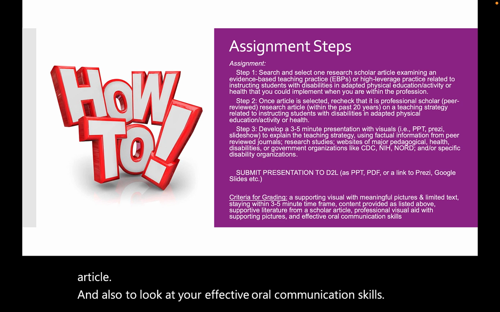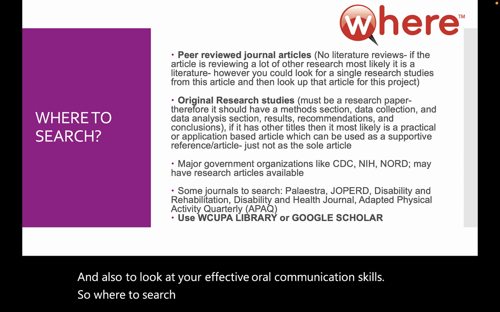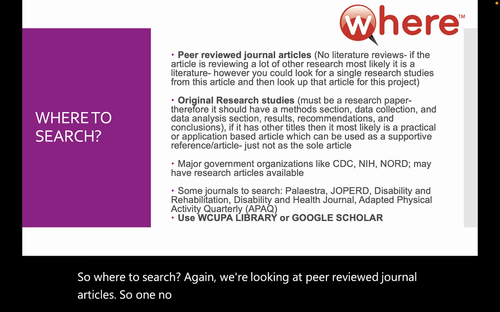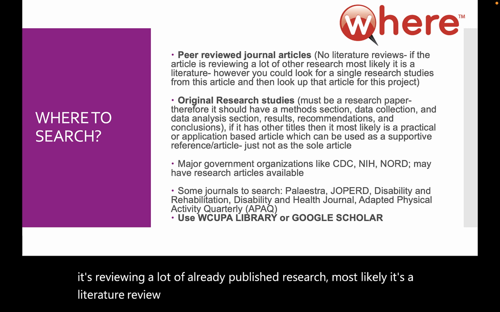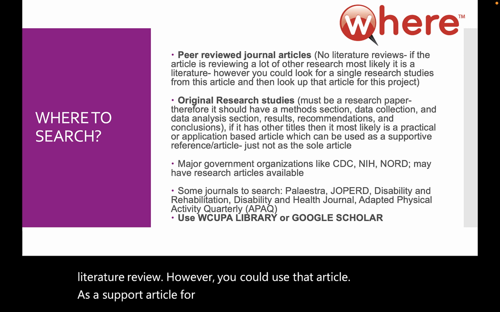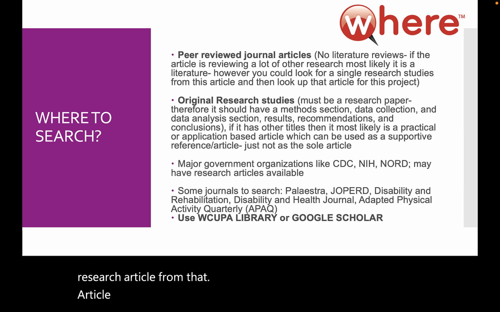So where to search? Again, we're looking at peer-reviewed journal articles. So one, no literature reviews. If you pull up an article and it's reviewing a lot of already published research, most likely it's a literature review. However, you could use that article as a support article for this assignment and also look at one single research article from that article and look up that article directly. So it needs to be original research studies.